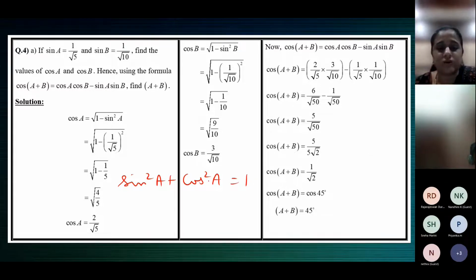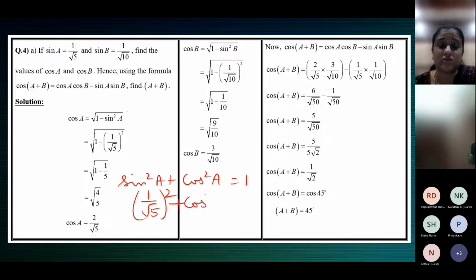So sine square A plus cos square A is equal to 1. You can substitute here itself, children. Not that you must write cos A is equal to root of 1 minus sine square A. You can substitute here itself. So what is sine square A? What is sine A? 1 by root 5. Square it. Sine square A is nothing but sine A the whole square. The value of sine A is 1 by root 5, so sine A the whole square will be 1 by root 5 the whole square plus cos square A.